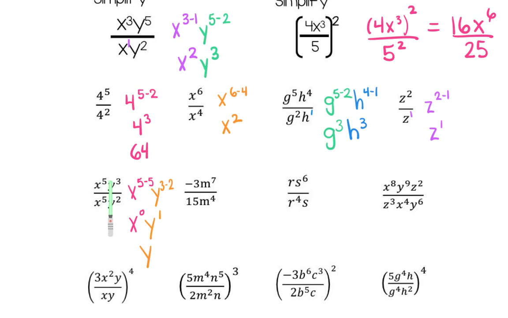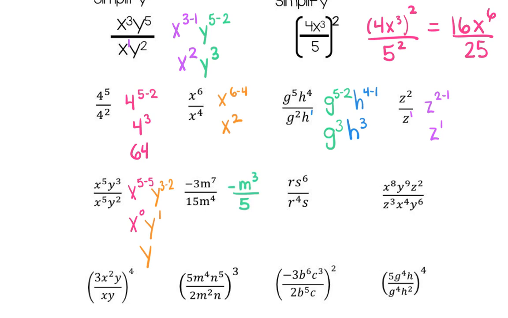X to the fifth, y to the third divided by x to the fifth, y squared. This is x to the 5 minus 5, y to the 3 minus 2. 5 minus 5 is x to the 0 power, which we are going to learn shortly is 1. Y to the first power, so all we're left with here is y.